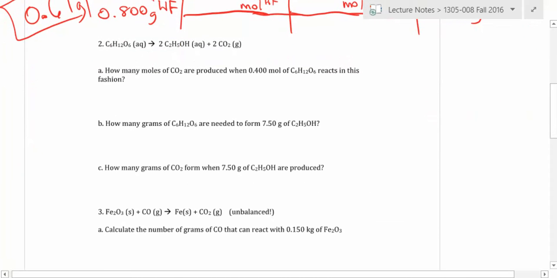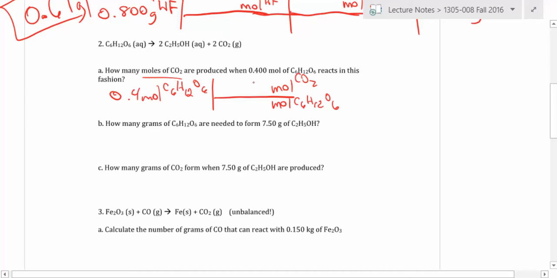Okay, how many moles of CO2 are produced when 0.4 moles of C6H12O6 reacts in this fashion? So 0.4 moles of C6H12O6. And I want to go to the moles of CO2 from the moles of C6H12O6. Okay, what did that turn out to be? 4.8? Oh, 0.8.